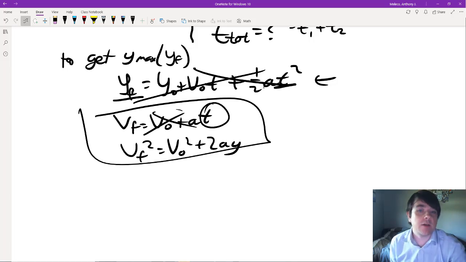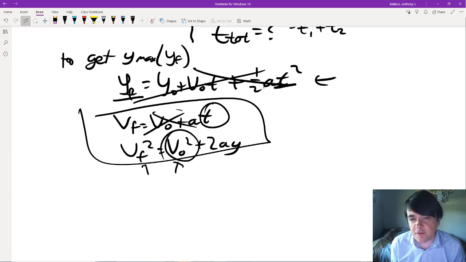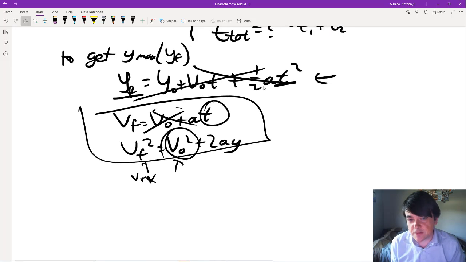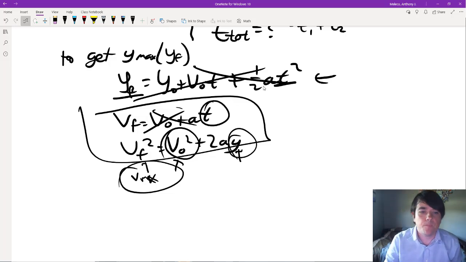V final squared and V initial. So V initial squared, we know it. We know this. We don't know V final, which would be V max, right? This is technically V max. But we know our position. So if we can figure out V max, we can go ahead and figure out our position.